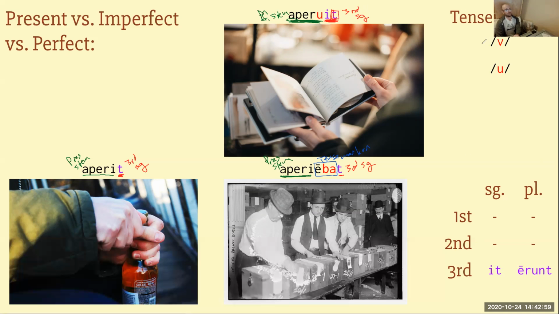Now, I want to be clear, these tense markers, we won't see multiple perfect tense markers for one verb. A particular verb will use just one of the different tense markers that we're looking at. Okay, so like the verb aperit will never use this V. It only uses the U. Okay. Let's take a look at some other forms here. We're going to fill out this person and number chart.